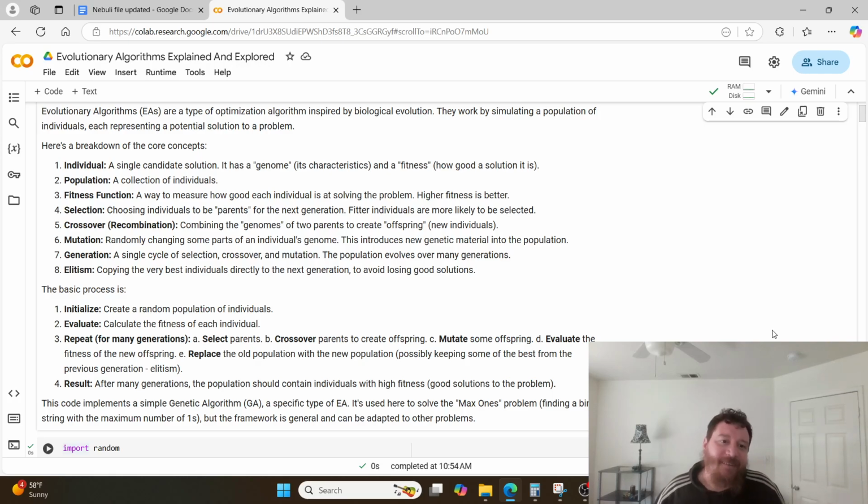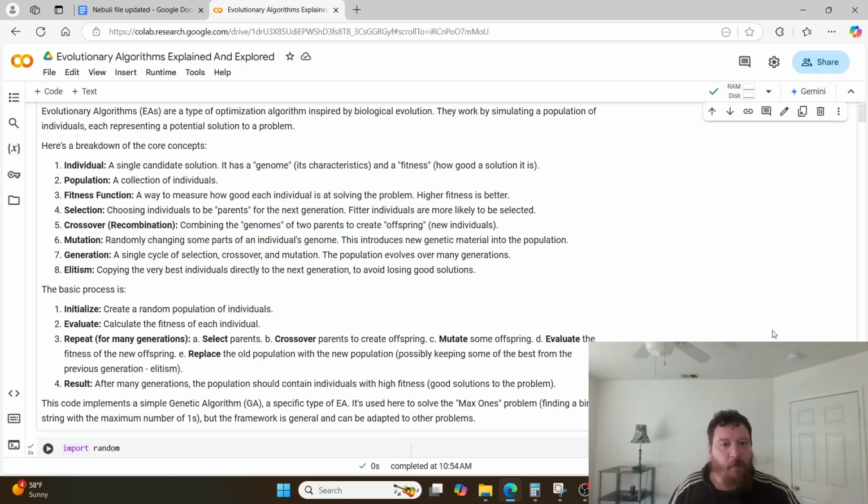It's probabilistic, right? And then mutation, randomly changing some parts of an individual's genome, and this introduces new genetic material into the population. And then within that same example, there's a small chance that it could be a 2, or a 1, right? Because a mutation could happen. And then generation, a single cycle of selection, crossover, and mutation. The population evolves over many generations.